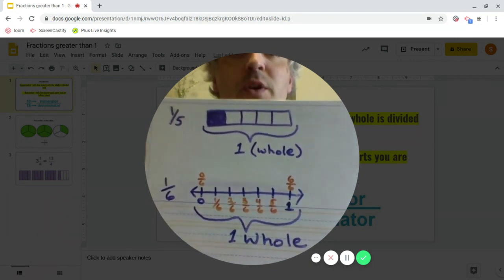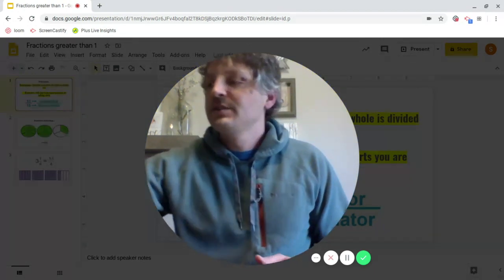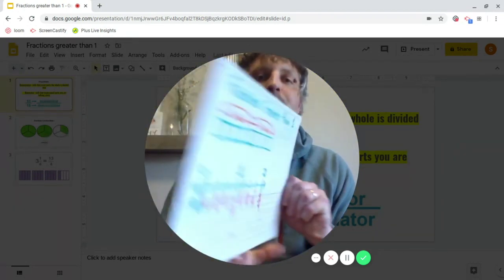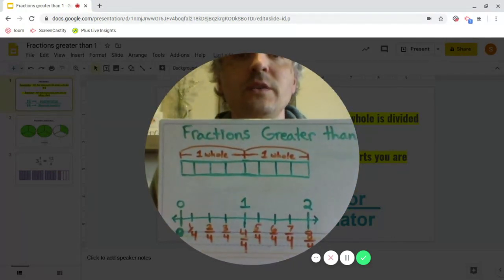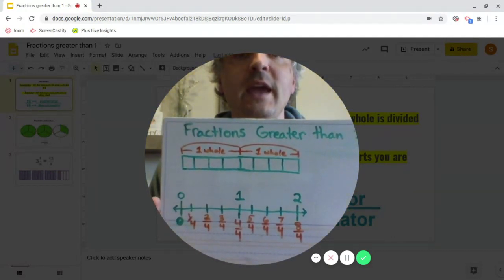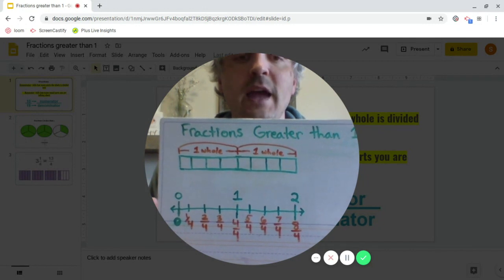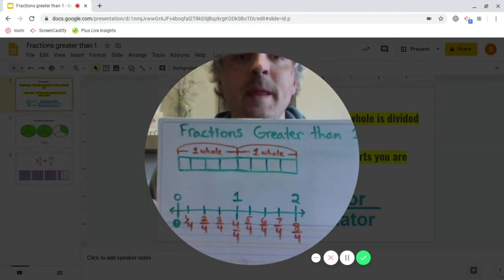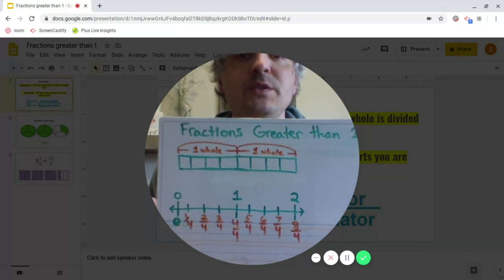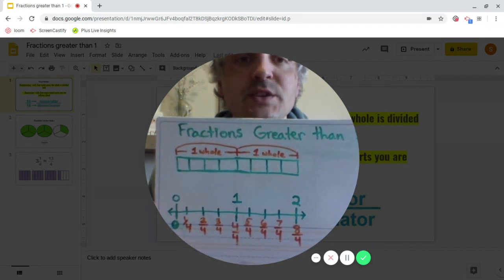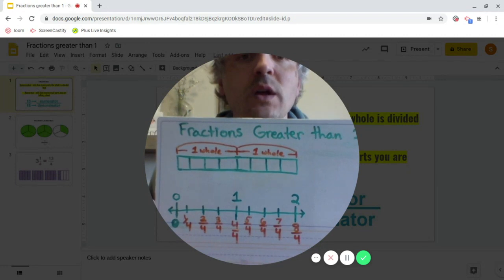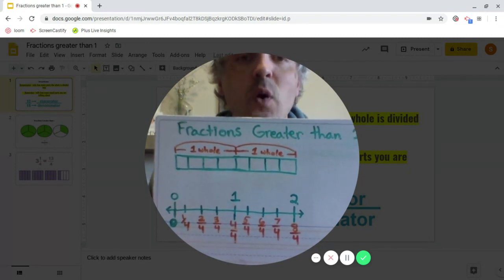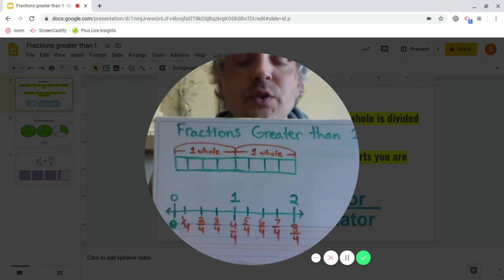So in this lesson, we're going to go over fractions greater than 1. I have 2 other examples here, one being a fraction bar and one being a fraction line. Each of these is broken up into 8 sections. The fraction bar on top has 8 sections with 1 whole equaling 4 sections. So there's 2 wholes on top and 2 wholes on bottom.